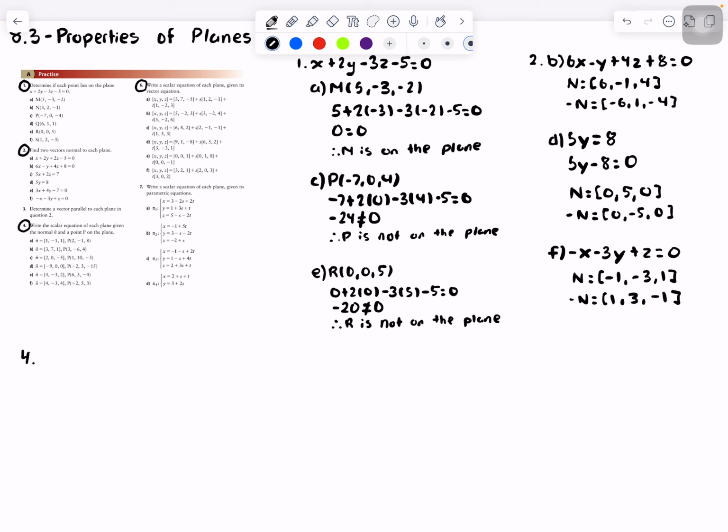Write the scalar equation of each plane given the normal n and a point P on the plane. So for these problems, you have to know the general form of the scalar equation of a plane. It looks like this: ax plus by plus cz plus d equals 0. Okay, that's the general scalar equation of the plane. And remember, n is the normal vector, which is just a, b, c. Okay, and we're going to use both these facts to pretty much just find d, and that completes the scalar equation of the plane.